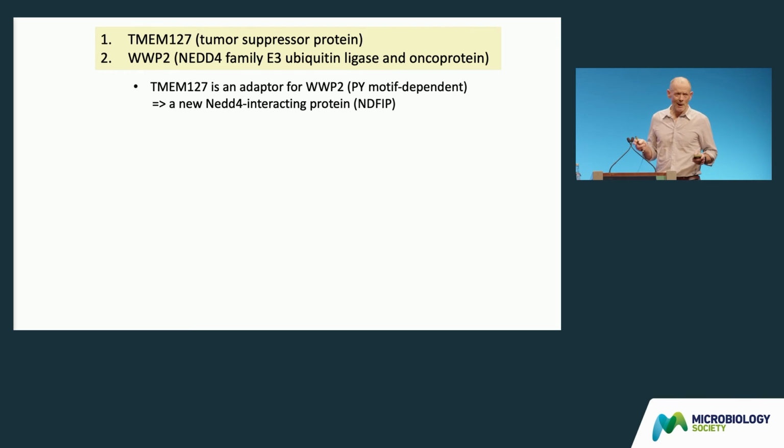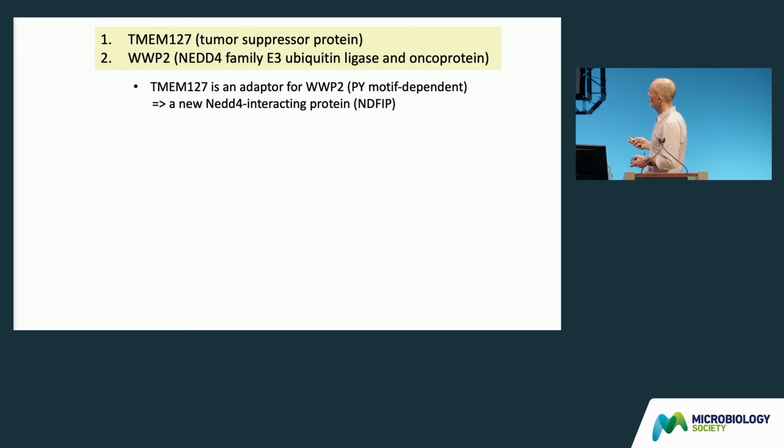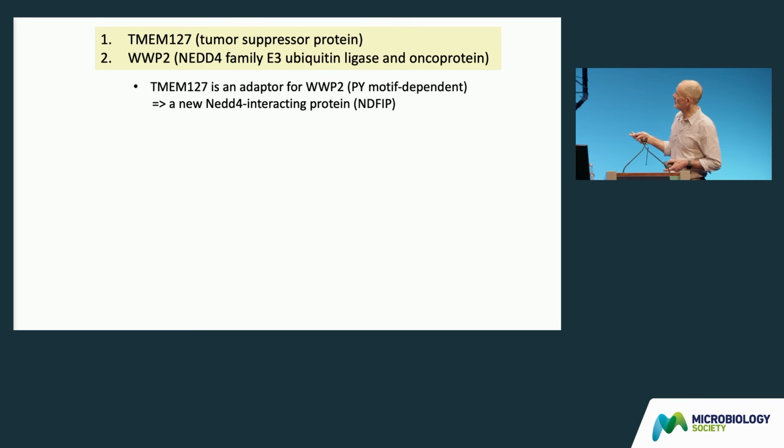And what we found, I will spare you the experimental detail, this is all published, is that TMEM127 is an adapter for WWP2. And TMEM127 has this PY, this proline tyrosine motif, and that is required for its ability to interact with WWP2. And so, as a result of finding that, we can say that 127 is a new NEDD4 interacting protein, or NDFIP. So the E3 ligase is a NEDD4 family E3 ligase, and TMEM127 is an NDFIP, a NEDD4 interacting protein, of which a few had been described.